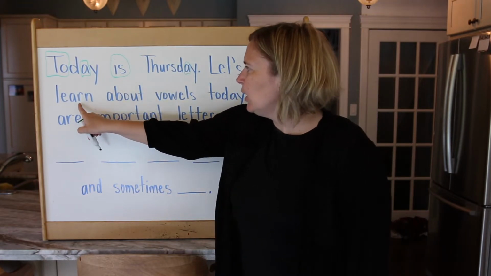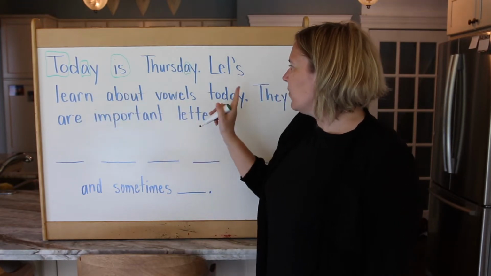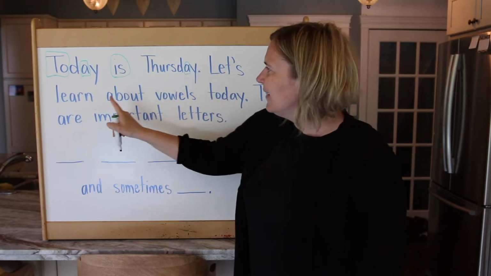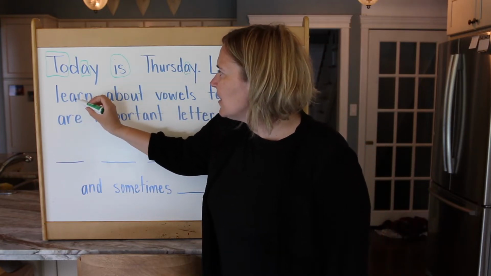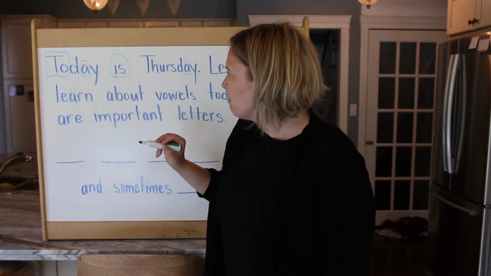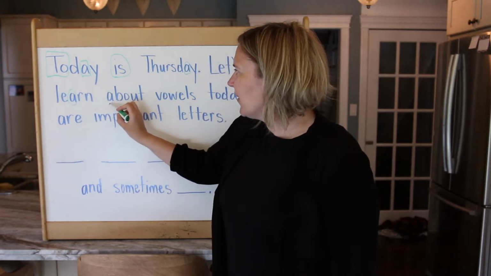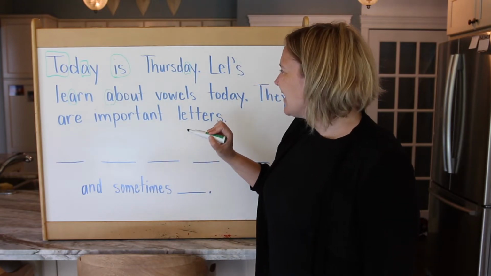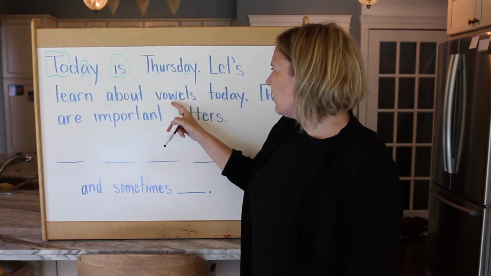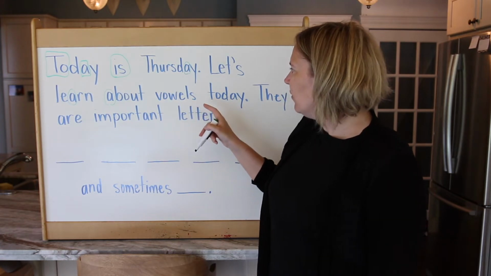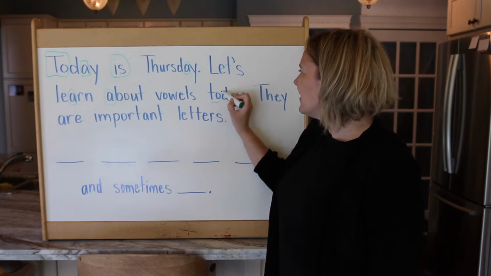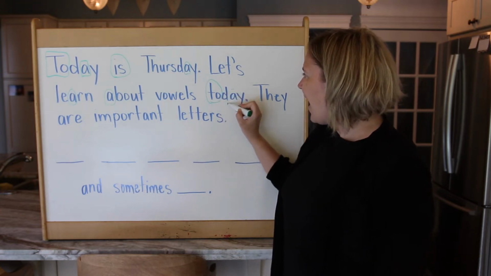Let's learn about vowels today. So I don't see any popcorn words in let's. I only see the word a in learn. I see the word a in about. And I don't see any popcorn word in the word vowels. And then in the word today, I see two popcorn words. I see to and a.